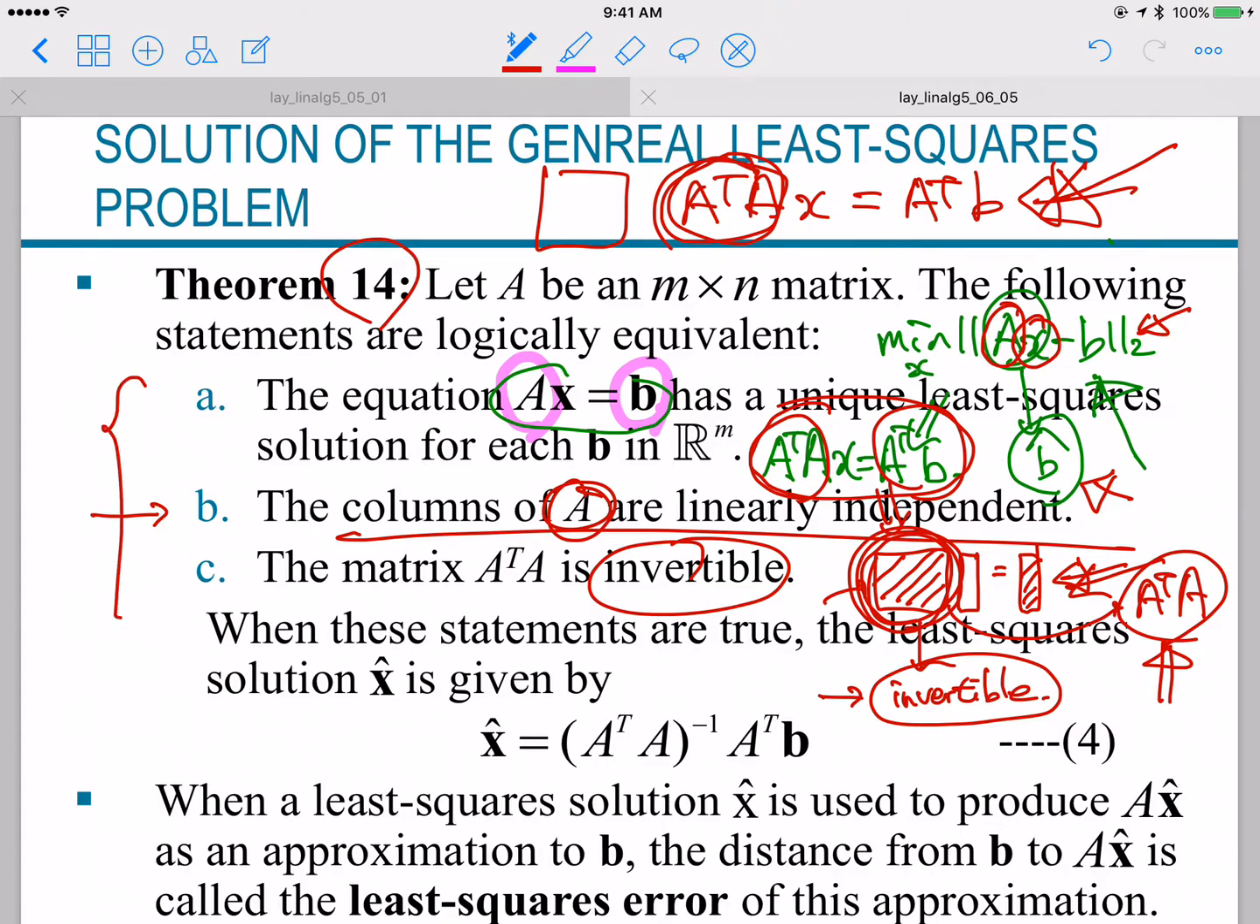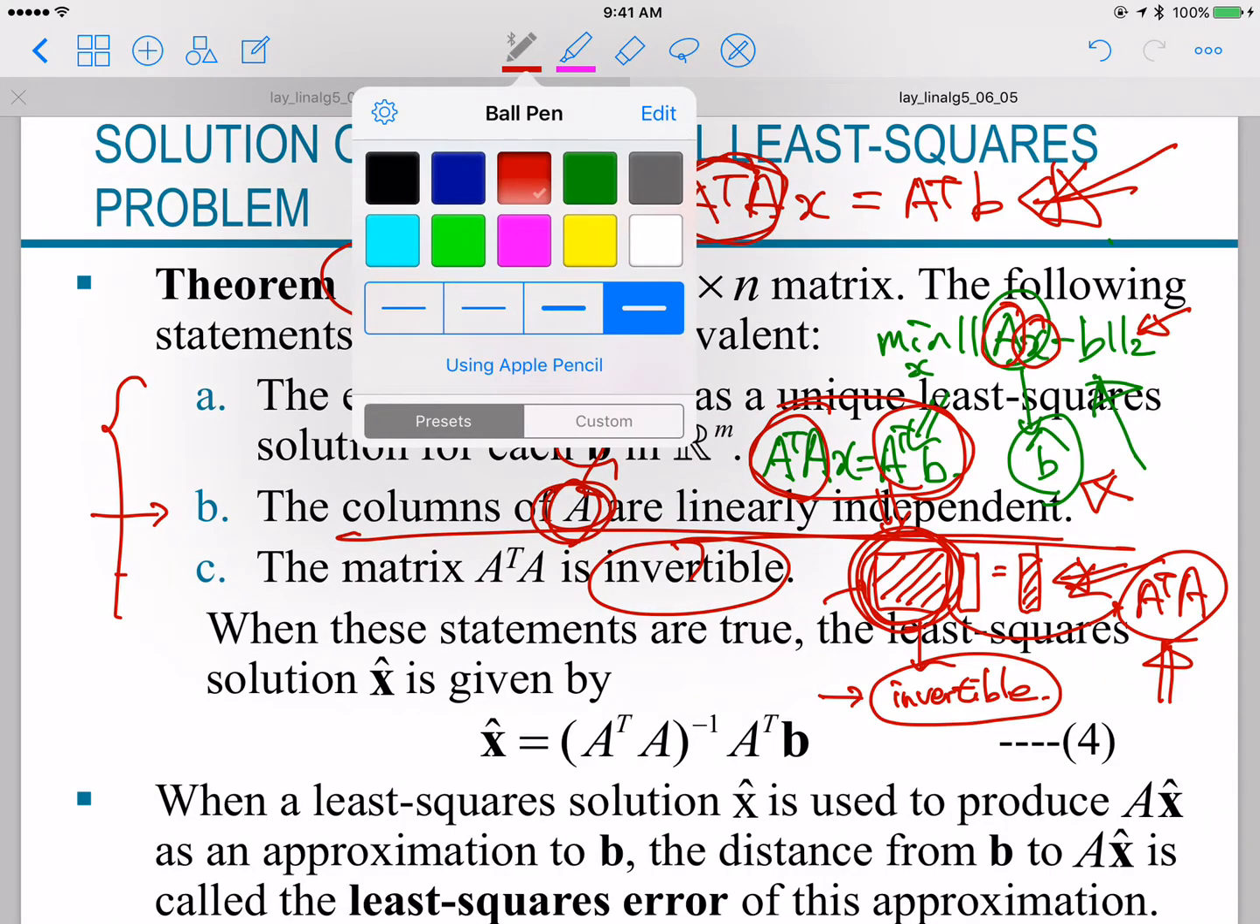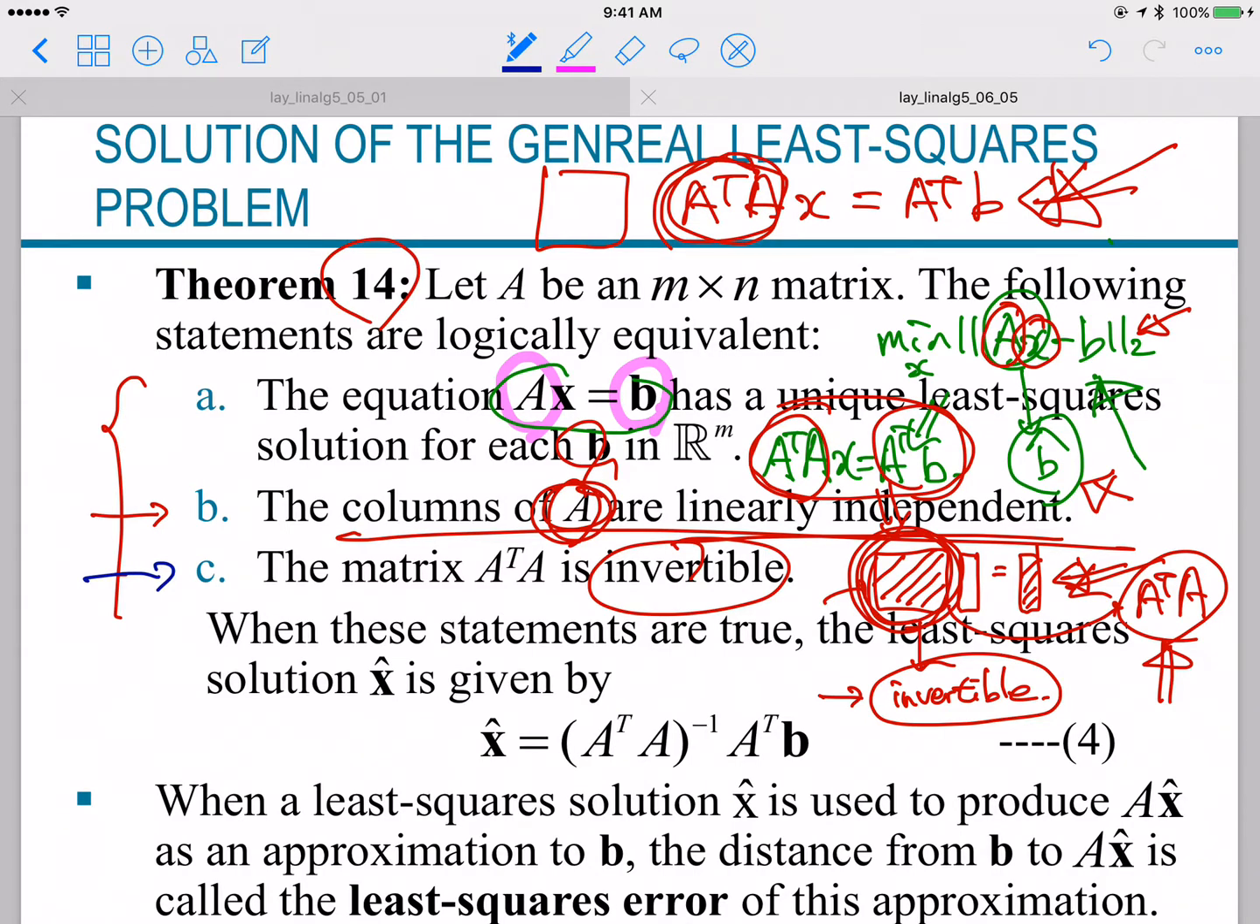So theorem 14 is saying that all these three are equivalent. This is describing the situation where we have a unique solution for the least squares problem. The first item is saying the equation Ax = b has a unique least squares solution for each b. The second item is saying the columns of A should be linearly independent. And the third item is saying that our matrix A transpose A is invertible. Okay, so this is exactly what I just described.